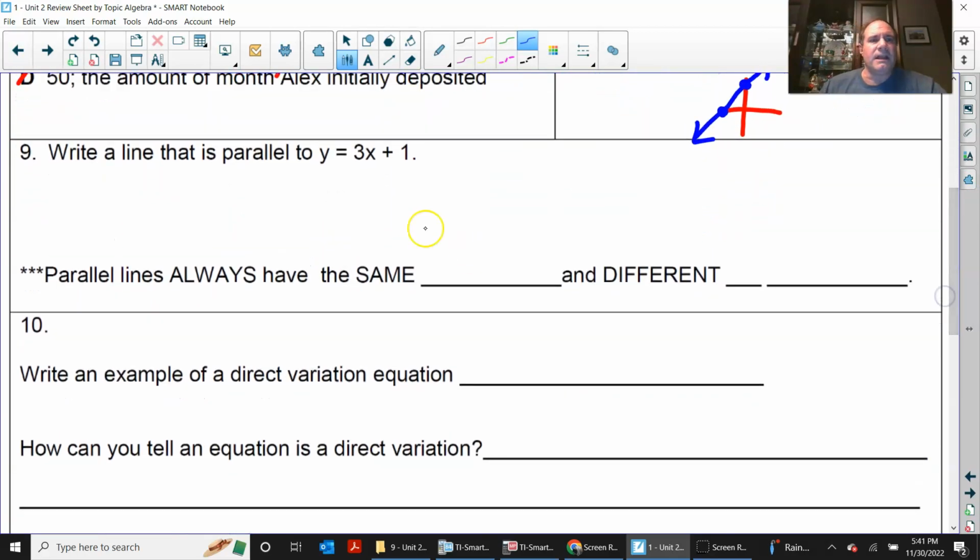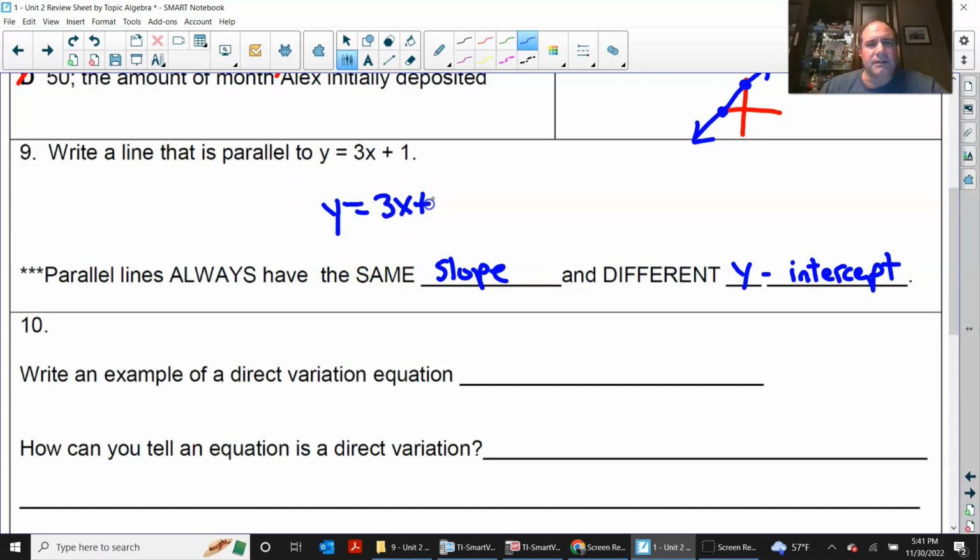Number 9, write a line that is parallel to y equals 3x plus 1. Parallel lines always have the same slope. Different y-intercept. So write a line that is parallel. y equals 3x plus 6. y equals 3x. y equals 3x minus 3. All these are parallel, same slope, different y-intercept.